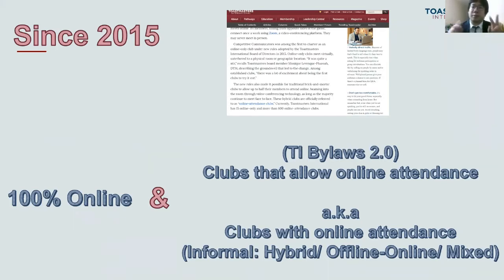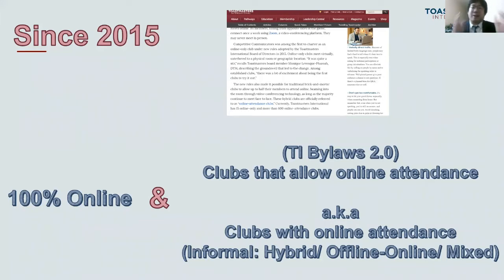There are 2 different types of online, just for you to know. One is called 100% online clubs, or fully online clubs. There are about 26 online clubs now functioning. I'll also list them out later on. And the second, which is what we are doing right now, is called online attendance, where everyone is given the opportunity to go online. We call that clubs that allow online attendance. That's the official term by Toastmasters.